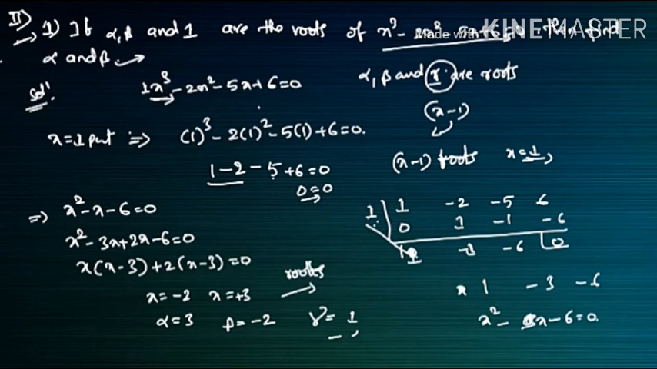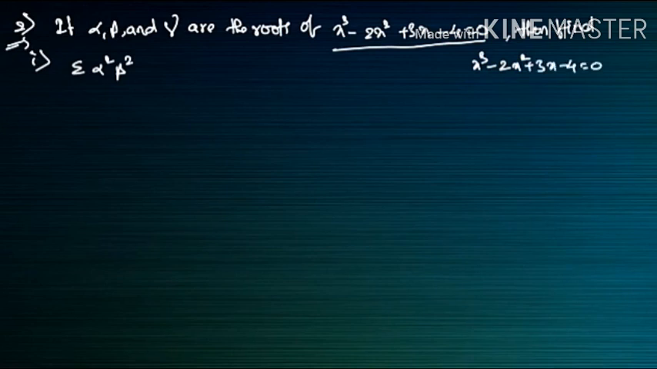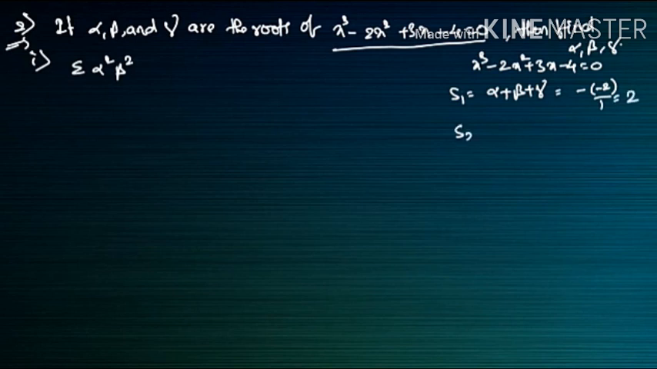Now moving to the next question, the second one. If alpha, beta and gamma are the roots of the given equation x cube minus 2x square plus 3x minus 4 is equal to 0. So first, s1 is alpha plus beta plus gamma, which is minus b by a, so minus of minus 2 divided by 1, which is plus 2. Then s2 is alpha beta plus beta gamma plus gamma alpha, which is c by a, so 3 by 1 is equal to 3.